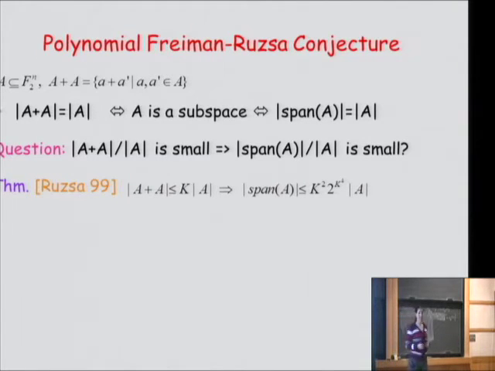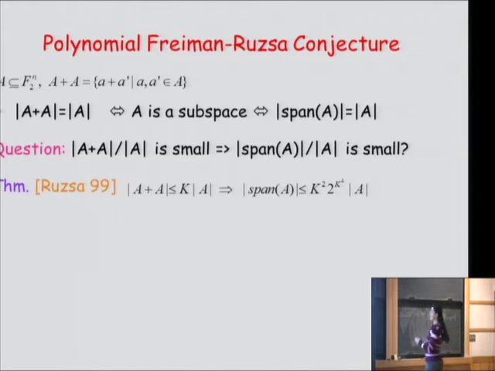In case of F2 to the n, subspace and subgroup is the same, right? Yes. Yes, we don't have any scalars in F2 to the n, right? Okay.